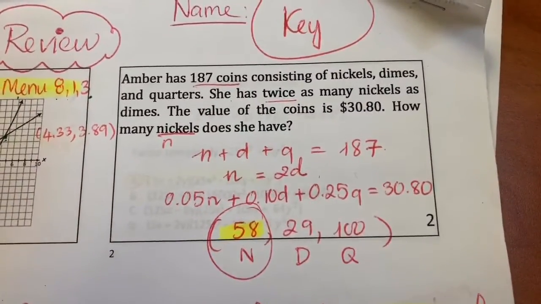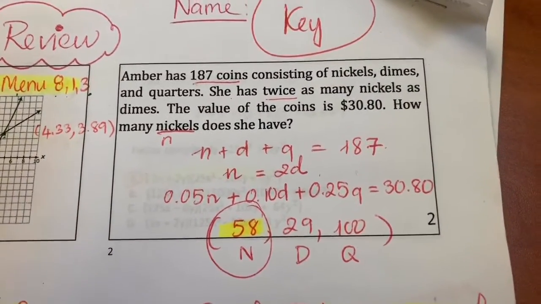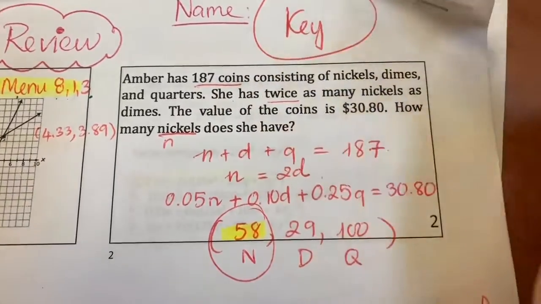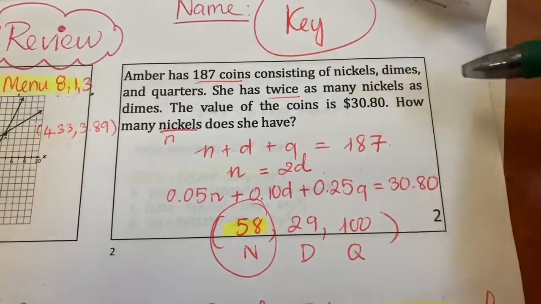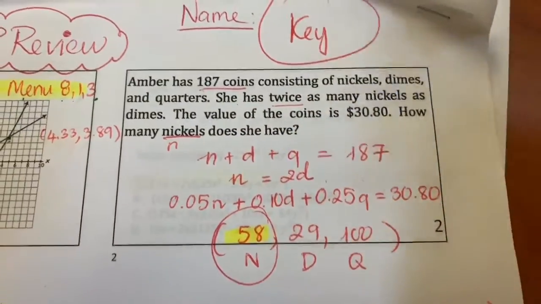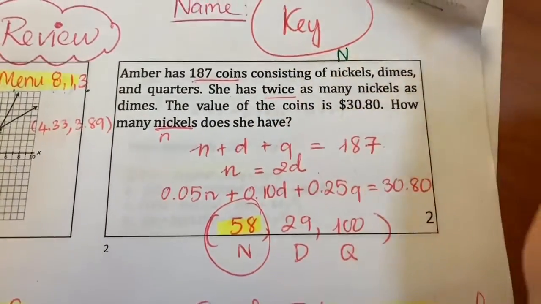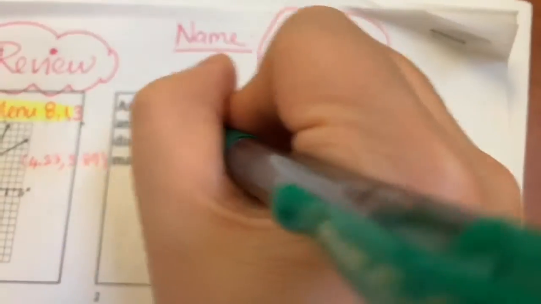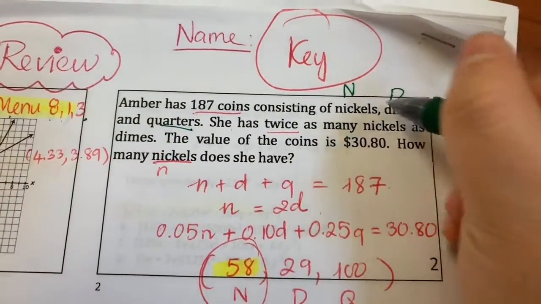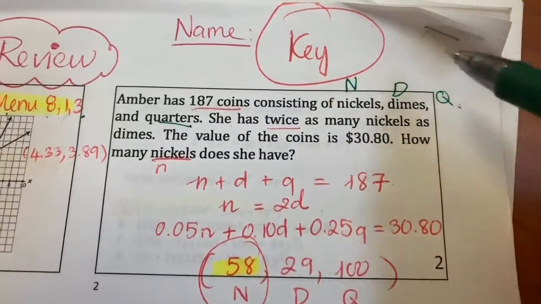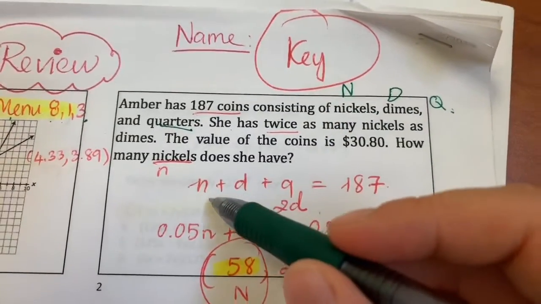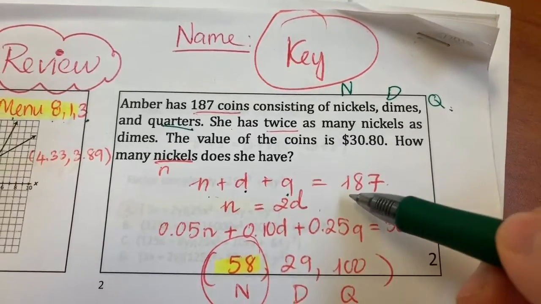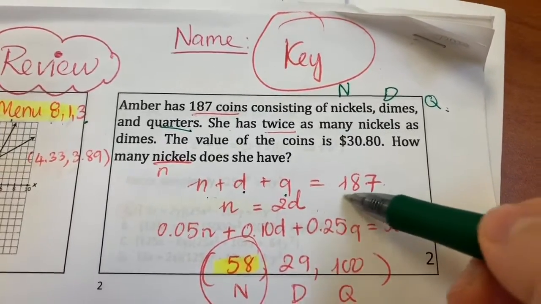Next type of question, we have the system of equations. When you have the total number of coins is 187, consisting of nickels, dimes, and quarters. So remember, nickels is letter N, dime is D, and quarter is Q, right? So we have 3 letters. Each of them represents a variable. So the number of nickels plus number of dimes plus number of quarters equals 187 coins.